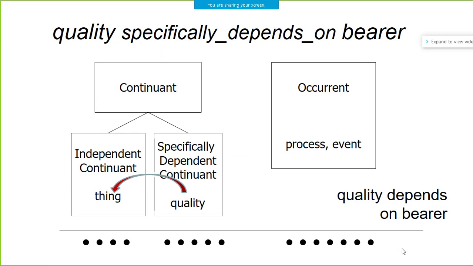All right, and specifically depends on is one of the relations in BFO. So a quality, your skin color, or your height, or your temperature, depend specifically on you. They don't depend on me. So I cannot have your temperature. I can just have an exactly similar temperature. And the little blobs down here are instances. So that's Plato here. Plato is an instance of the kind thing.